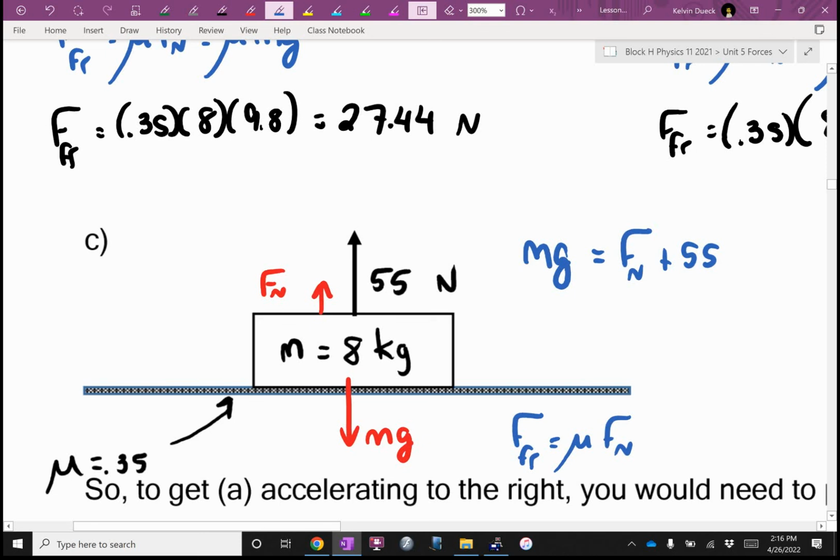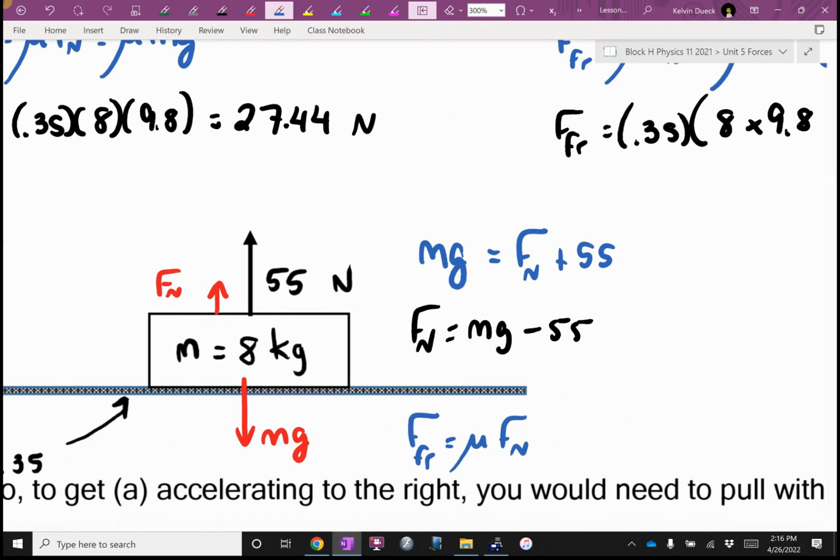Why did I write it that way? Because I want to get the Fn by itself, and it's a tiny bit easier to see how to do that. How would I get the Fn by itself, Scott? Yes. Good. Apparently the normal force is going to be mg take away 55. Okay, I can do this. It's going to be mu bracket mg take away 55.